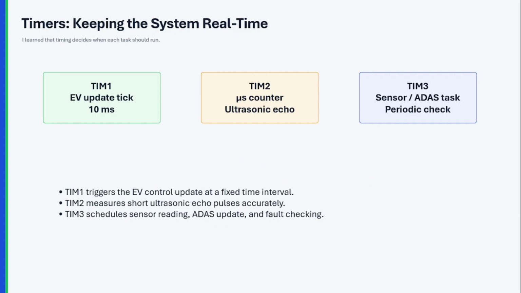And then timers. Different timers were used for different purposes. Timer 1 is used for the EV update tick every 10 milliseconds, and timer 2 was used as a microsecond counter for ultrasonic echo measurement. Timer 3 was used for periodically reading sensors, updating ADAS logic and checking faults. So timer 1 triggers the EV control update, timer 2 measures the ultrasonic echo pulses accurately, and timer 3 reads sensors, updates the ADAS and does fault checks.